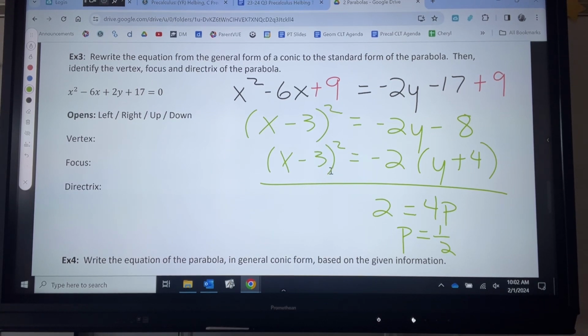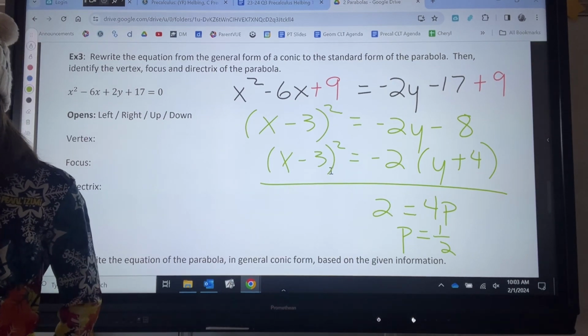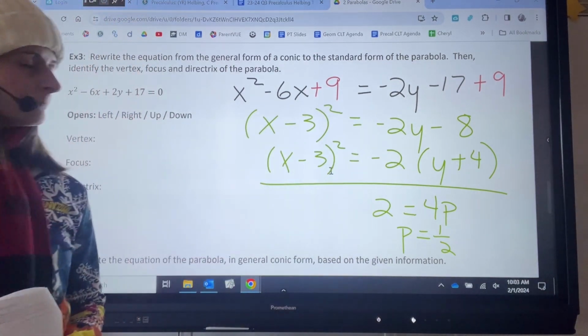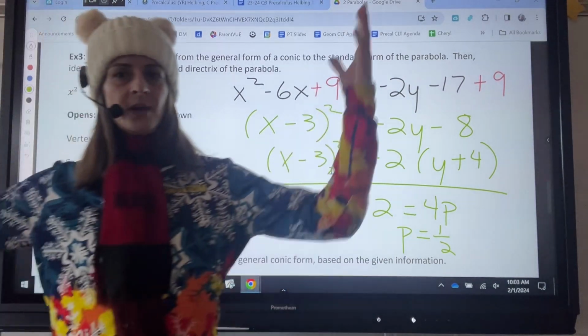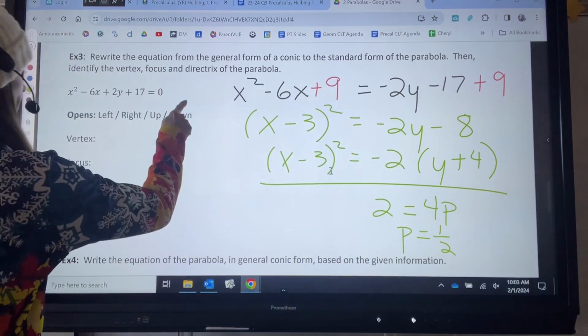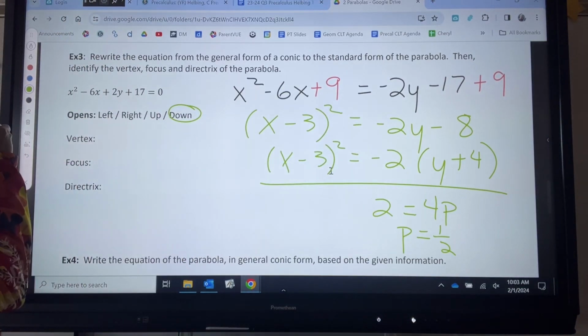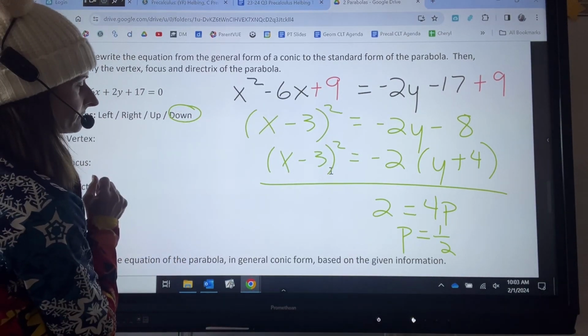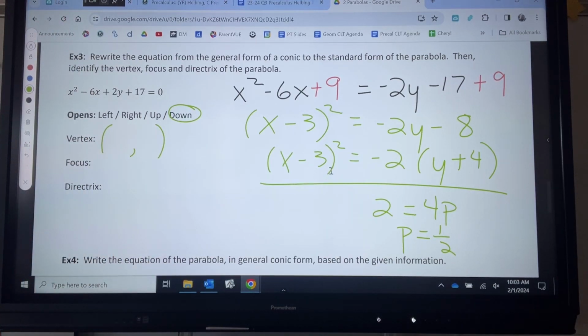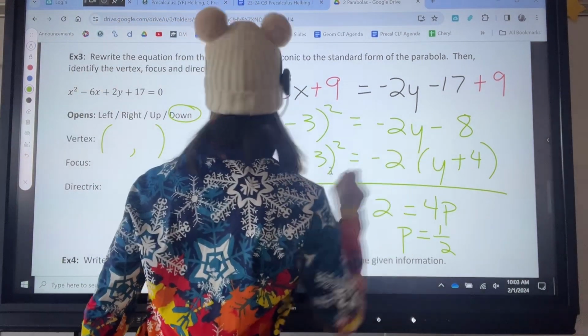So we have y equals x squared. How's that going to open? And it's negative. The x is squared, so it's either going to be up or down. We have a negative, okay? We can tell where our vertex is at. h, k, what's that going to be? 3, negative 4.